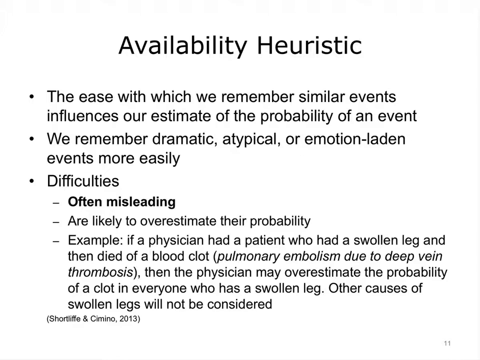For example, if a physician saw a patient who had a swollen leg and the patient then died of a blood clot, a pulmonary embolism due to deep vein thrombosis, then the physician may overestimate the probability of a clot in everyone who has a swollen leg. Other causes of swollen legs will not be considered.